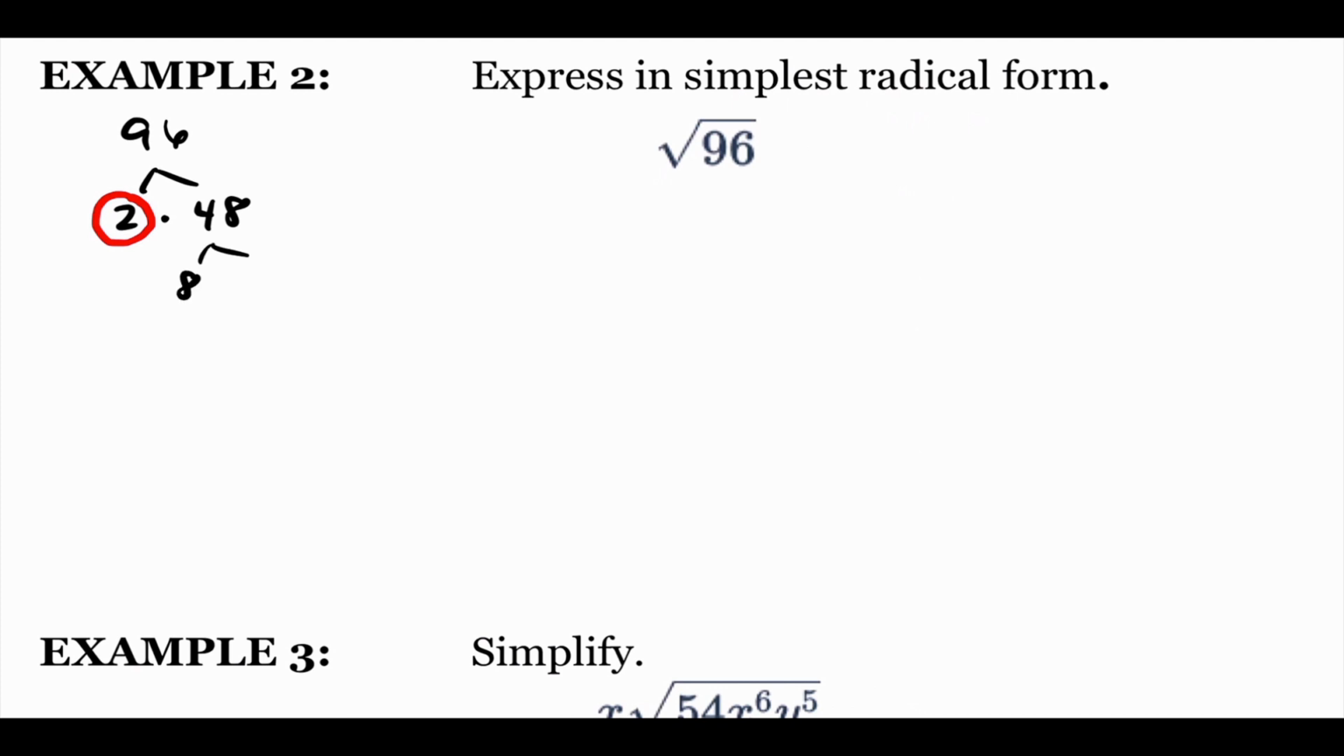8 times 6. 8 is 4 times 2. Circle the 2. I got a 2. 4 is 2 times 2. I get 2 more 2's. Now let me go to the 6. 6 is just 3 times 2. 3 I can't break down anymore. 2 I can't break down anymore.